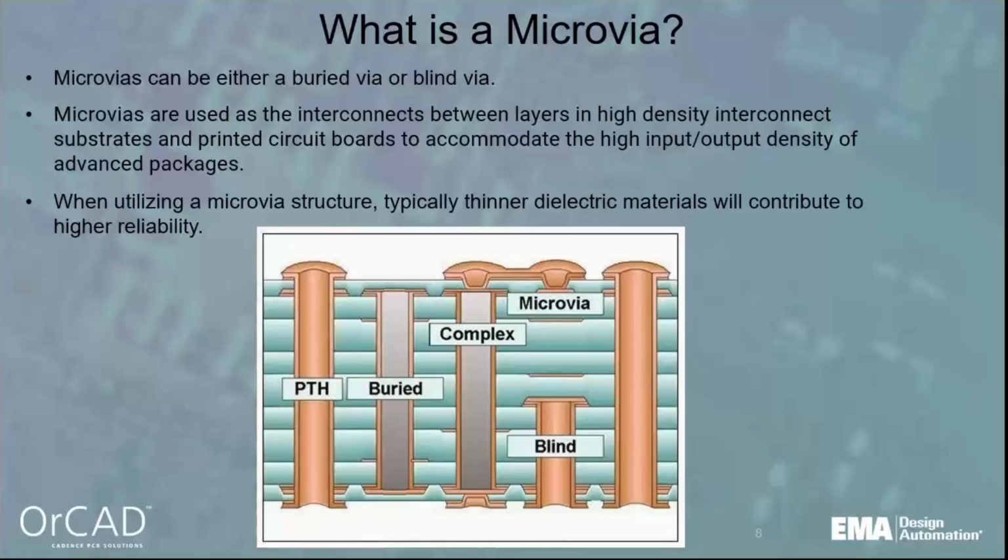So what is a micro-via? Micro-vias can either be blind or buried vias, as you can see in the diagram. Micro-vias are used for the interconnect between the layers of the high-density interconnect substrates. And this is important when you want to make your connections from your BGAs into your internal layers. And when utilizing the micro-via structure, typically, like I said, you're going to have thinner dielectric materials, which will contribute to higher reliability.